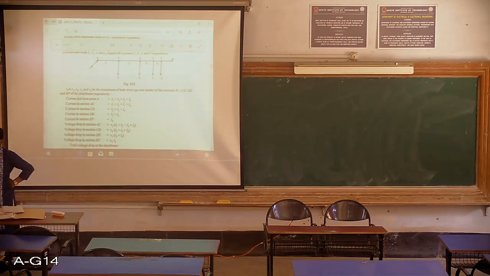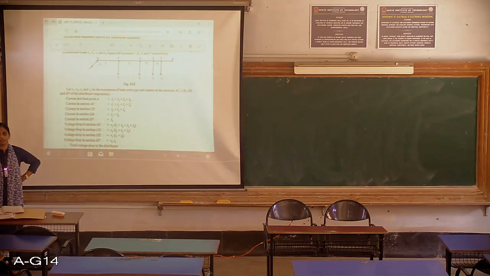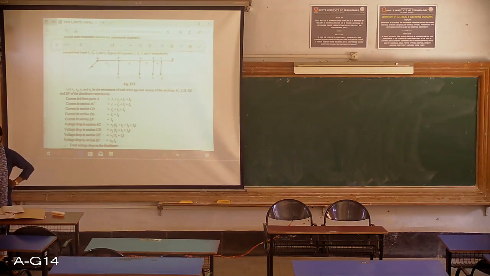Current fed from point A. I told you here will be the maximum current, this is the supply point. What will be the total current here? It will be the summation of all the tapping currents at point A: I1 plus I2 plus I3 plus I4. Then what about current in section AC? Up till point C is reached, there is no tapping, so it is the current being supplied by the feeder. So current in AC will be I1, I2, I3, I4.